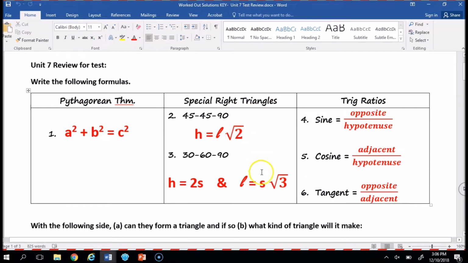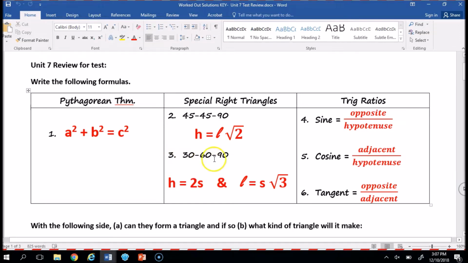However, these three formulas here, the one for the 45, 45, 90 and the two for the 30, 60, 90, are not on the formula sheet. So you need to make sure that you have these memorized for the test. So 45, 45, 90: the hypotenuse is equal to the leg times the square root of 2. And remember that we know that it's a 45, 45, 90 because two legs are congruent, thus two angles are congruent, or two angles are congruent, thus two legs are congruent.